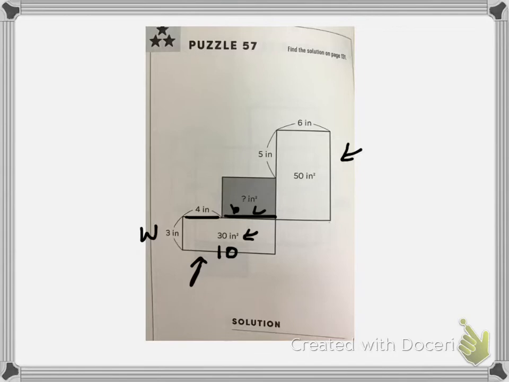So now let's take a look at the rectangle here that's on the right-hand side. We have 6 here and a 5 here, which doesn't help us here. We need to figure out what this missing piece is.